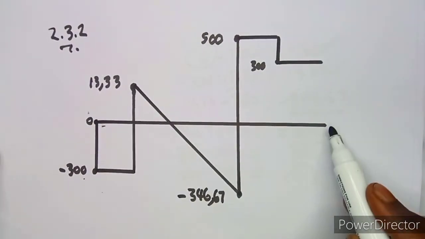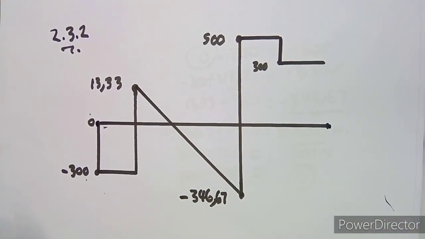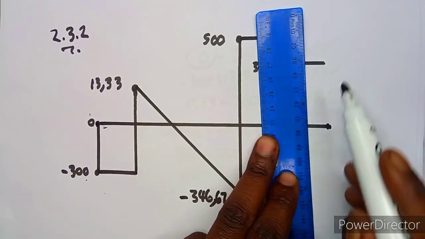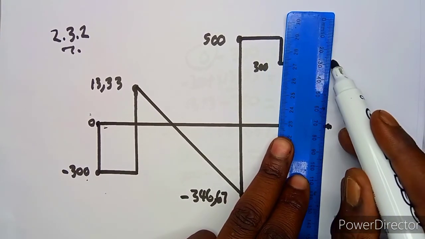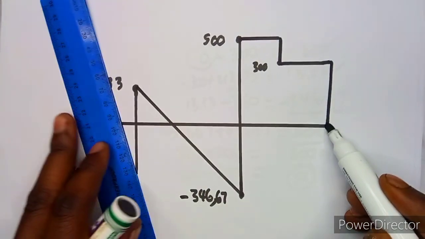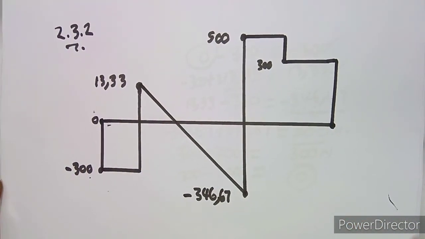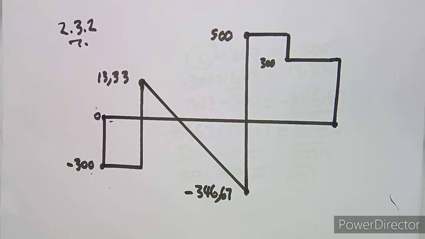If it is a distributed load, 0 is always here, that's your 0. So which means you are going to just draw this line straight to that point like this until a 0 there. So that is your shear force diagram, guys. That's your shear force diagram.